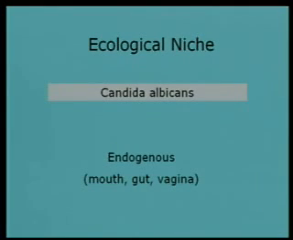It's endogenous. That means it's within the body. The various surveys that they've done years ago would show anywhere from 40 to 80% of human beings contain Candida albicans in the gut. It's normal flora. They may be in the mouth, in the gut itself, or in the vagina. It's a leading cause of vaginitis.